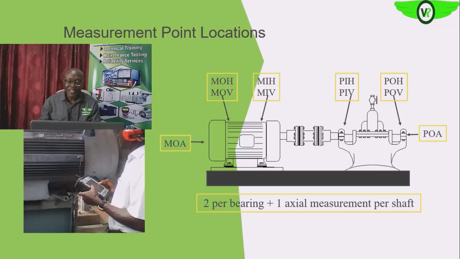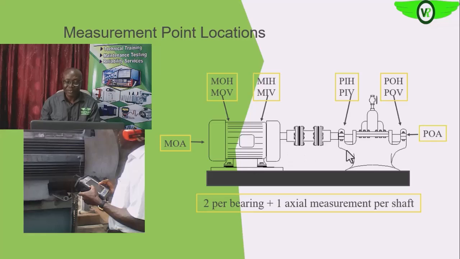Then on the inboard, definitely, we can only take the vibration reading when the equipment is working. So for safety purposes, it may not be feasible to take the axial reading around the inboard end because of the shaft that is rotating and may be uncovered, but we can take the horizontal and vertical vibration readings. Then on the pump end, the same thing too.